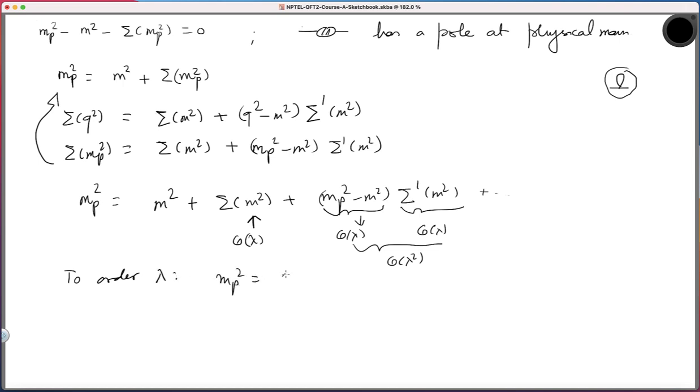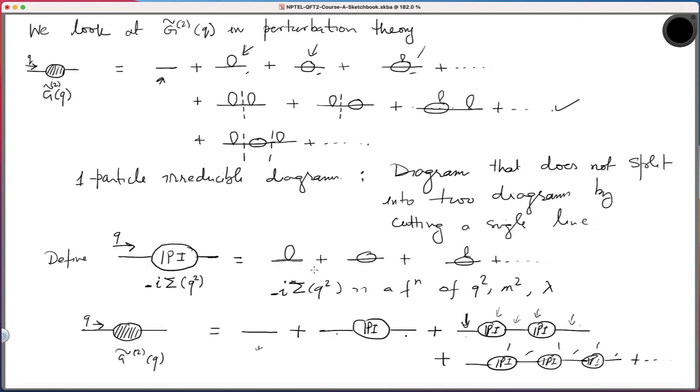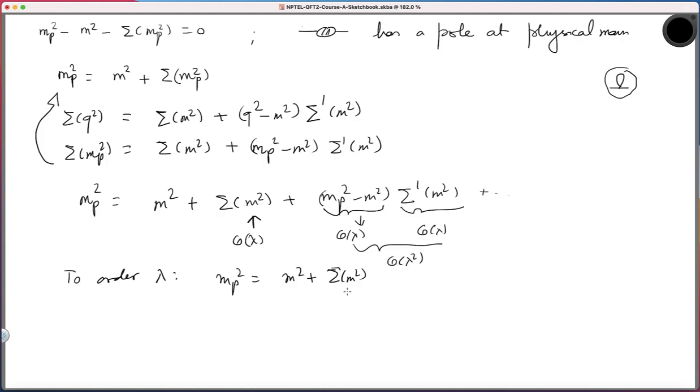M_P squared is m squared plus sigma of m squared. So all you have to do is look at the one-particle irreducible diagram, calculate it at lowest order, and that gives you the shift in the mass, and that shift together with m squared gives you the physical mass squared. Okay, good. So the next question will be how to obtain Z as a function in perturbation theory. So now I know how to get the physical mass in perturbation theory, at least to order lambda. I can keep iterating this and get higher order terms as well.